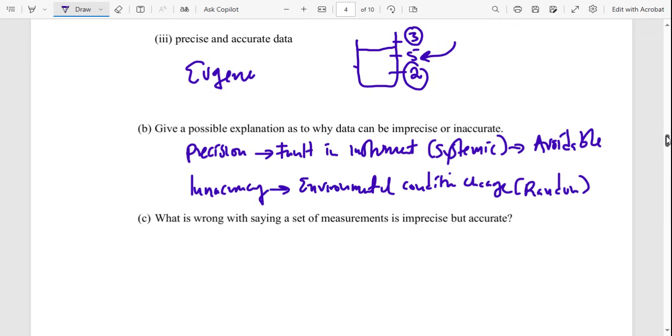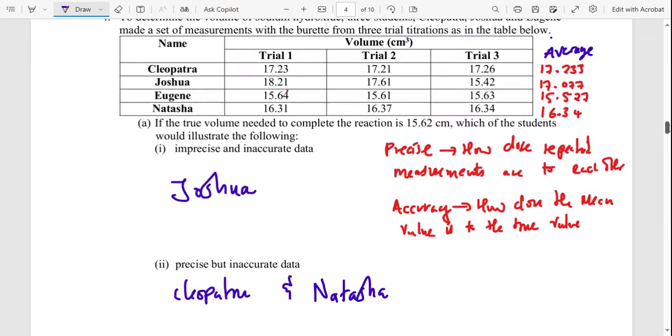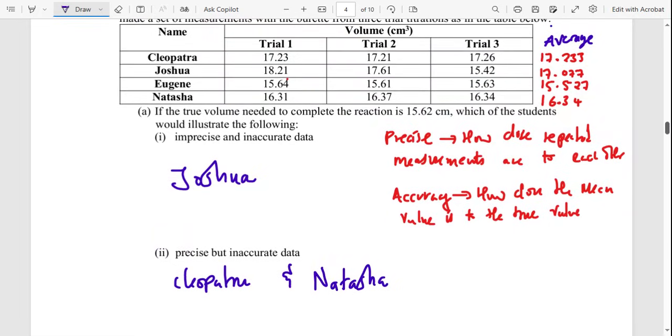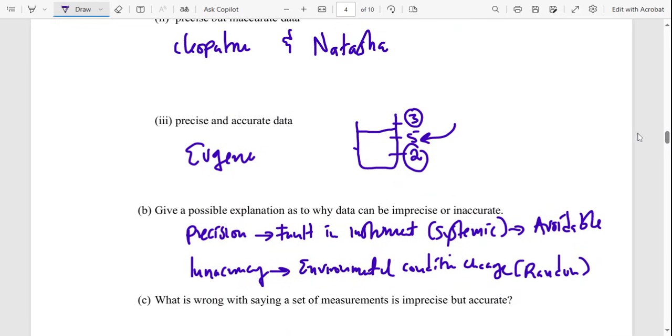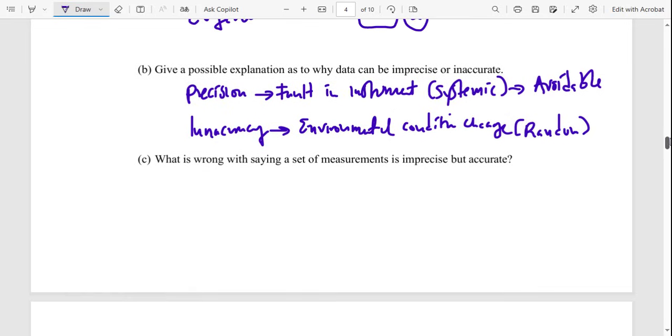That is why even Eugene, who was precise and accurate, didn't find exactly 15.62. He found 15.5 because there is always a part of error in this life. However good I can try to be, I cannot reach that extent. All I'm going to try is to be a better person. Okay? And then, you see, these errors, you can't avoid them. They are unavoidable.